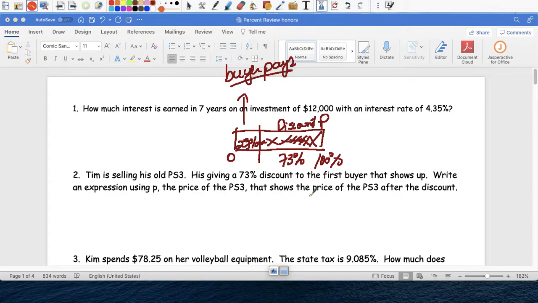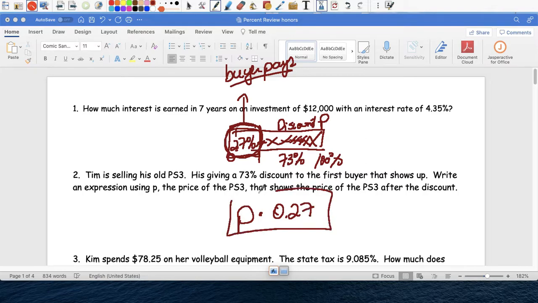It says write an expression that shows the price of the PlayStation after the discount. So if they take all that away, this is what they're asking for. How much are you going to pay? Let's say you're the first person that shows up to buy the PlayStation. That's what you're paying for, 27% of that original price. They took all that away, and you're left with 27%. So you multiply the price of the PlayStation, whatever that is, times 0.27. And this is your expression. That's how much you would pay, whatever it comes out to.